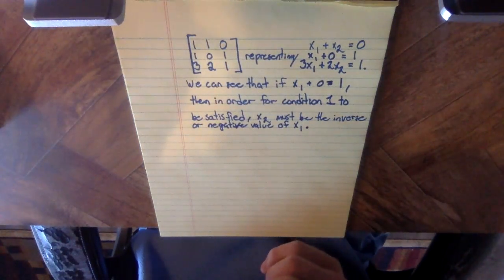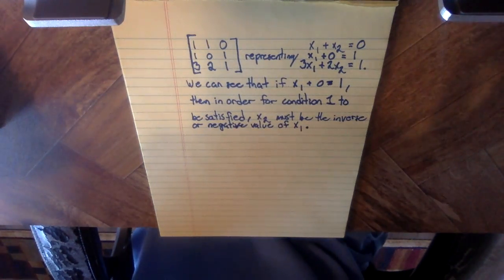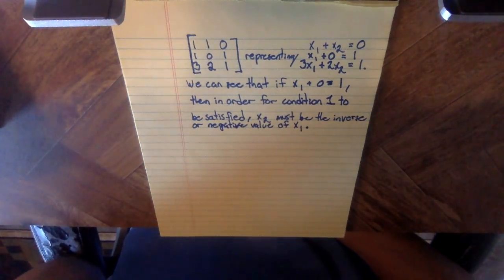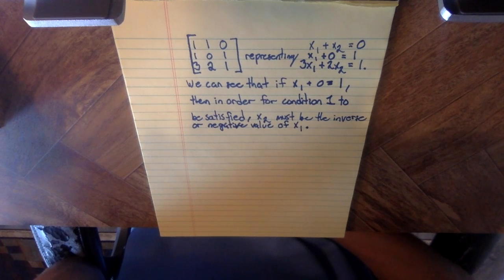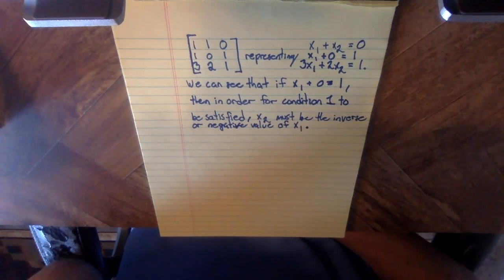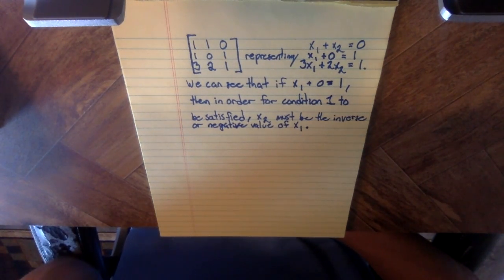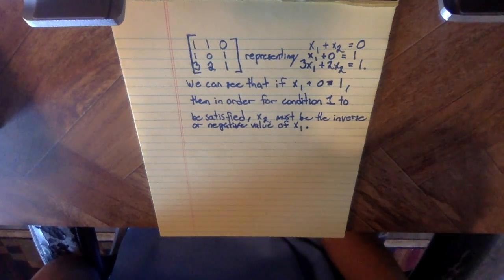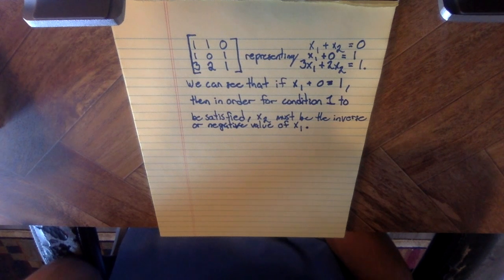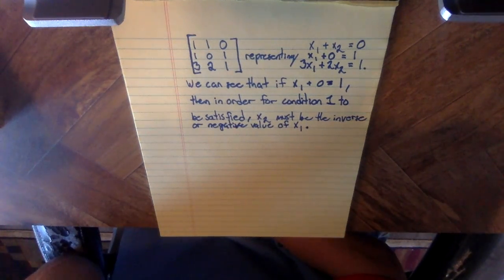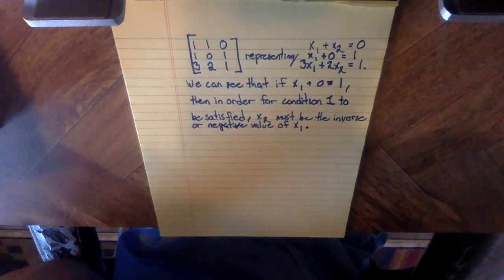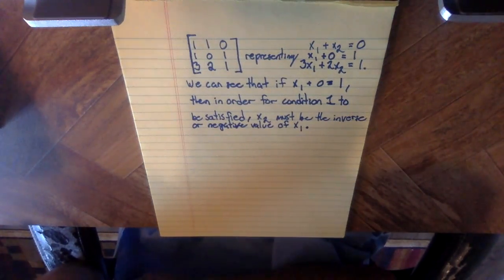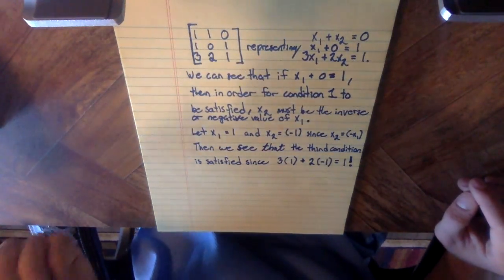Now that we have everything in place and we've set up the question correctly, we can see that if x1 plus 0 is equal to 1, then in order for the first condition to be satisfied, x2 must be the negative value of x1, which means that if x1 is equal to 1, then adding x1 plus x2 should equal 0 if x2 is equal to negative 1. Similarly, if x1 is equal to 2, then x2 must equal negative 2. Now we construct our values for x1 and x2.